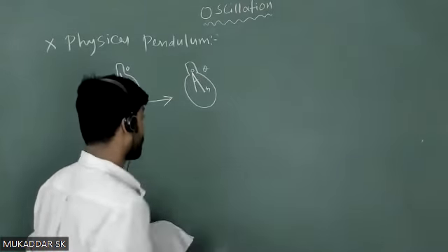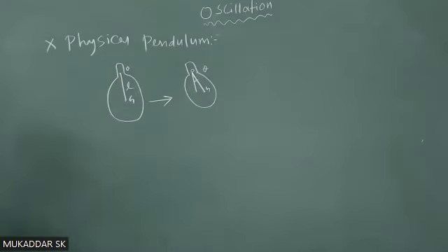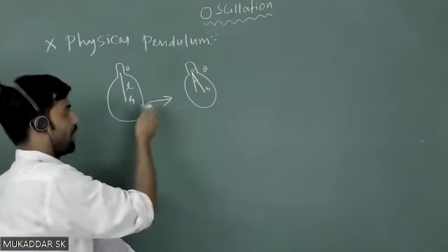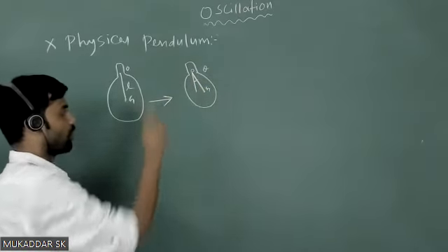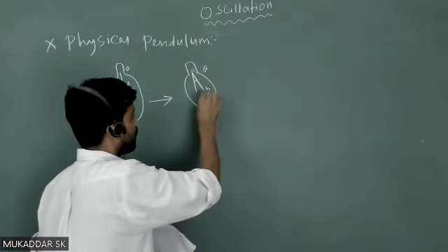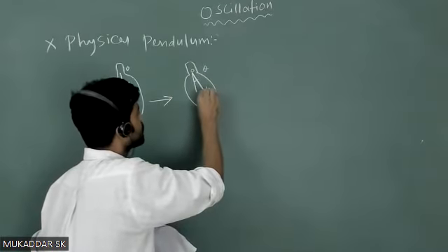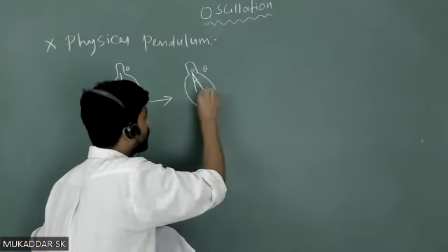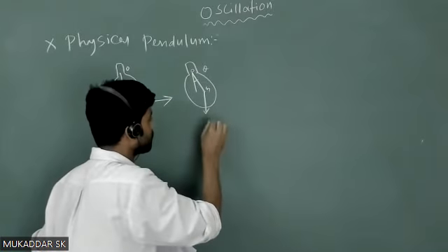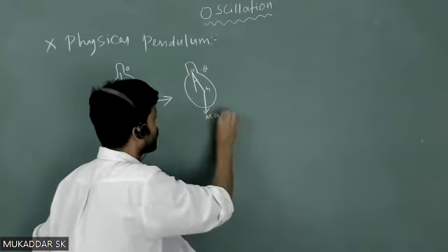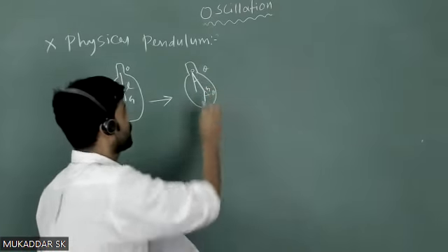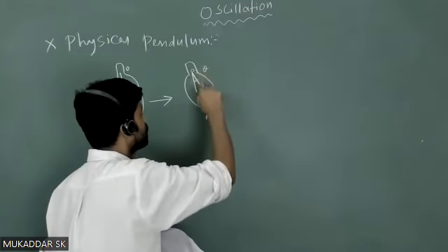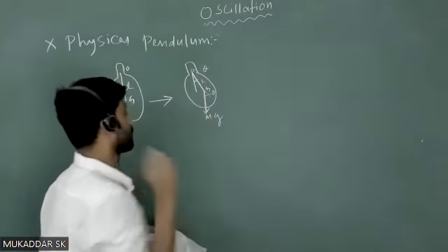Now there will be a torque acting on this system, and that torque will bring this system back. So because of this torque, there will be oscillation of this body. If this is the point, then the force mg will act in this direction, and this angle is theta, and this length from O to G is L.